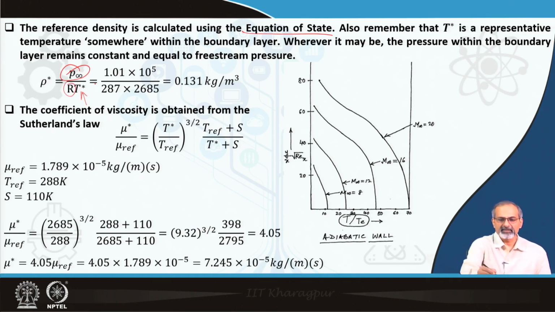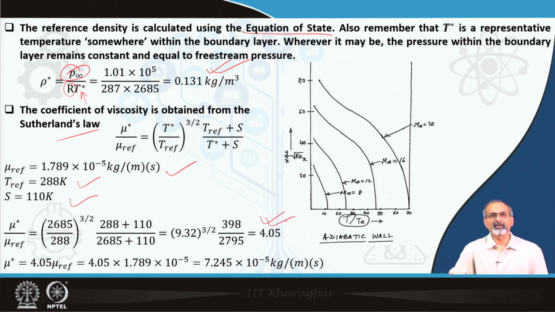based on which you get a representative density. The coefficient of viscosity is obtained from Sutherland's law, where we fit in the reference values of mu, T and the parameter S, with which we are able to calculate the value of mu star by mu ref, and that is found to be 4.05. Once you multiply that ratio with the reference value of viscosity coefficient, you get the mu star. So, this is like the viscosity coefficient based on the T star that you are feeding into the calculations.